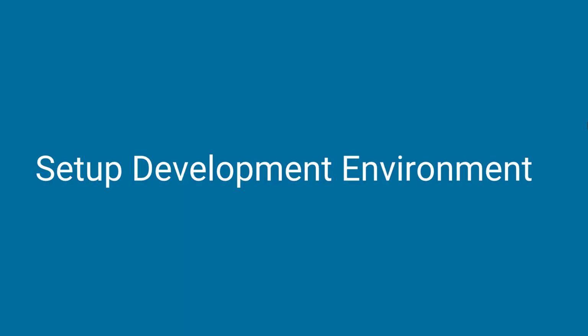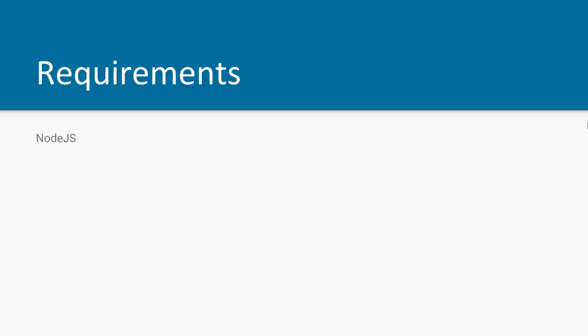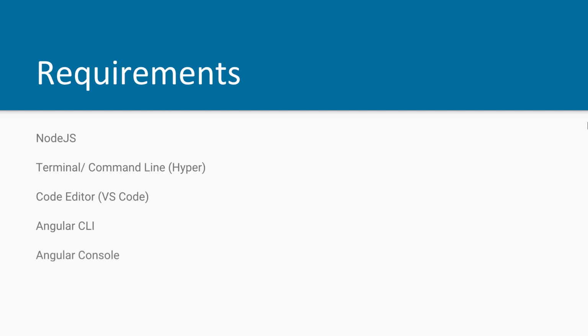In this video we will take a look at how we can set up our development environment before we start working with Nx. So first we need to have Node.js installed on our system. And then we need to have a command line, and I will be using Hyper in my case, but you can use Windows, Mac or Linux default command line if you like. And then we need to have a code editor, and I will be using VS Code in this course. We also need to have Angular CLI installed on our system, and we will also be using Angular console to work with Angular CLI in a graphical fashion. And we also need to have Nrwl Nx schematics installed on our system.